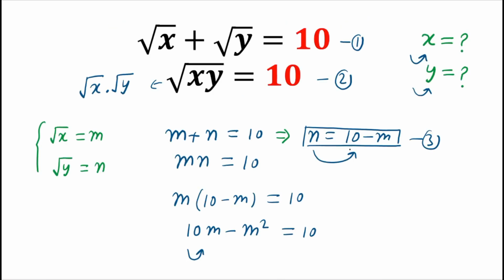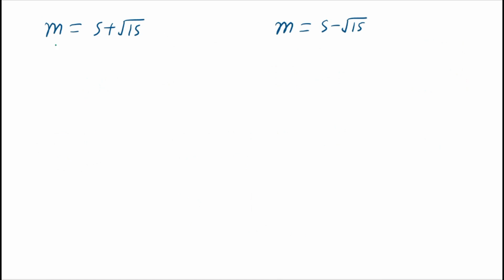And here, equation number third is n is equal to 10 minus m. Then n is equal to 10 minus, where this m is replaced by 5 plus square root of 15.